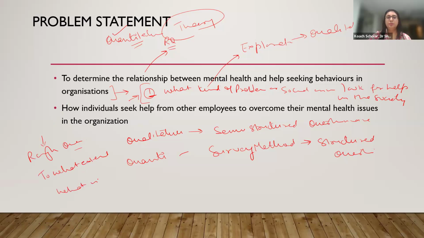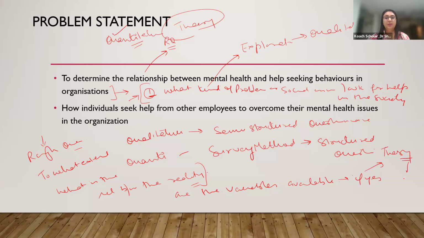What is the relationship between the realities, whatever the variables? Are the variables available for your problem statement? If yes, can it be solved through a theory which is available? If yes, go for quant and make a structured questionnaire, right? Which is going to be closed-ended, with no choice of adding or deleting a question once you plot.